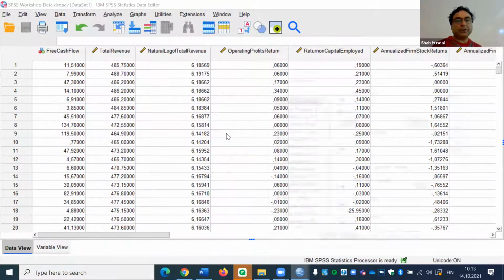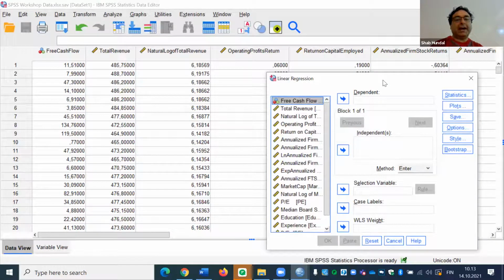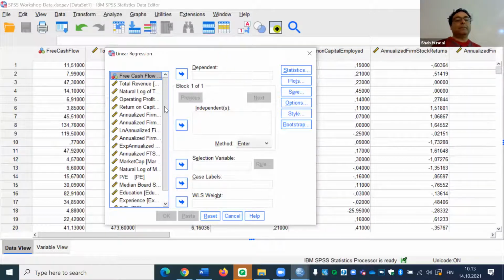There we go. When you click this, you have this dugout. Remember the word dugout? The dugout is where our variables are resting. Now we need to bring them to the activity area, and this is the activity area. But here you see there is, by default, a categorization of dependent and independent. Even SPSS knows that the dependent can only be one, but independent can be one or many. That's why it says independent(s).